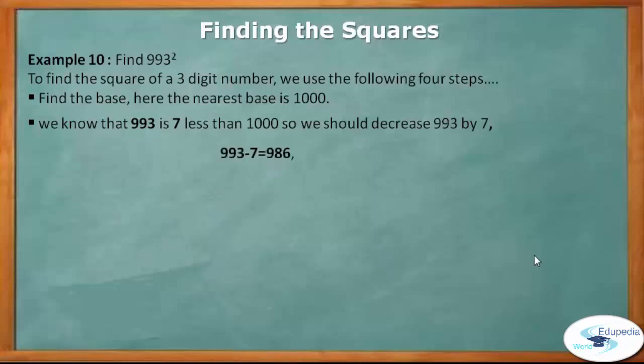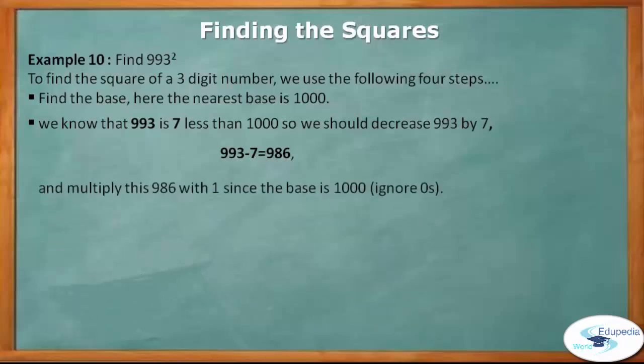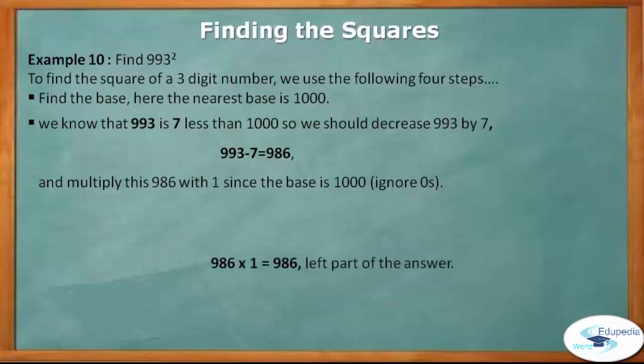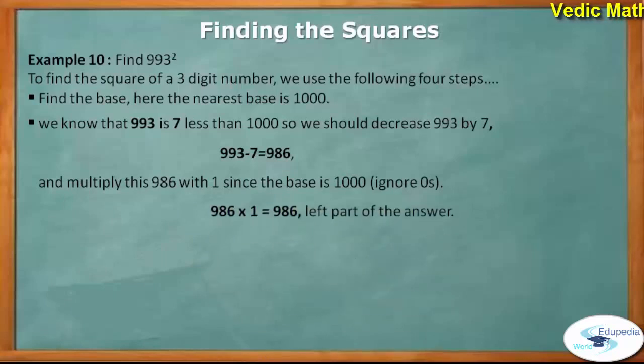And now what we have to do here is, by ignoring the zeros from the base, we have to multiply the number 1 with the difference what we have got, that is 986. So by multiplying 986 with 1, we will get the same answer, that is 986, and we have to take this as our left part of the answer.